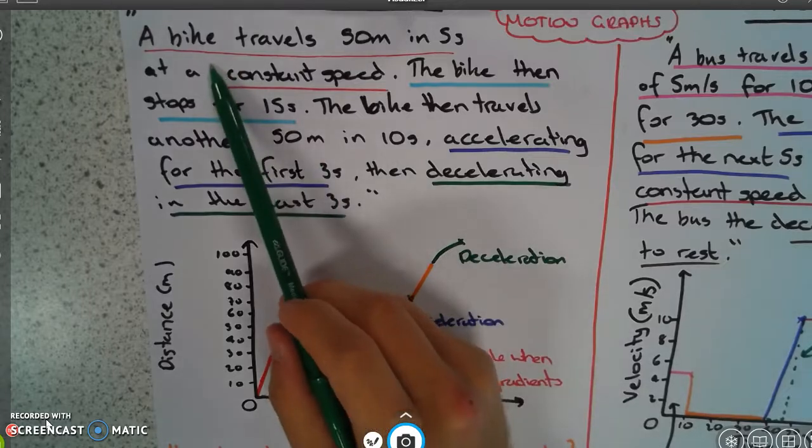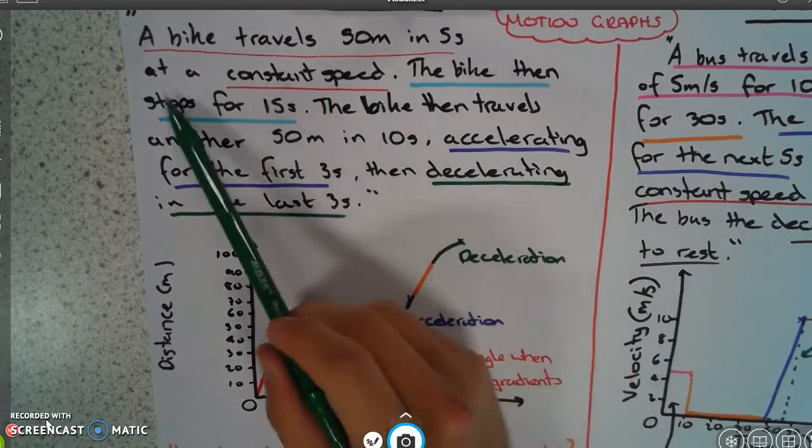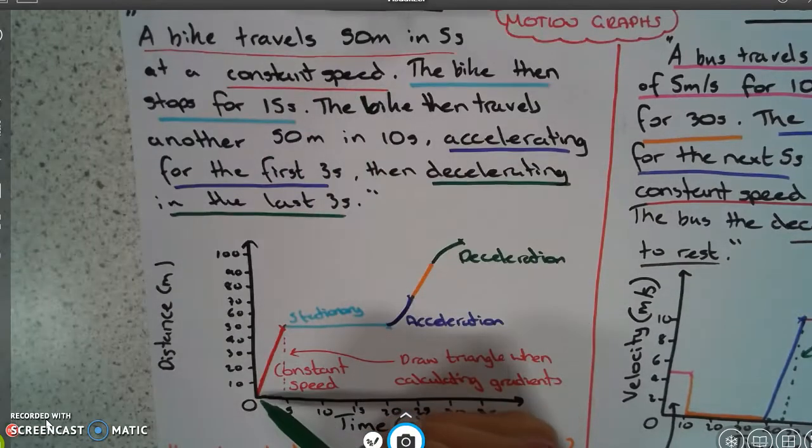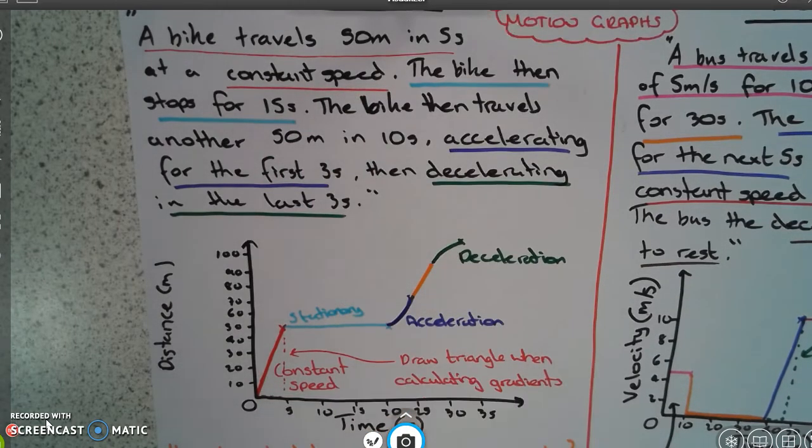So this first sentence, a bike travels 50 meters in 5 seconds at a constant speed. 50 meters on the y-axis, 5 seconds, and the constant speed is shown by the fact it's a straight line with a positive gradient. So a straight line with a positive gradient means that the object is moving away from where it started at a constant speed.